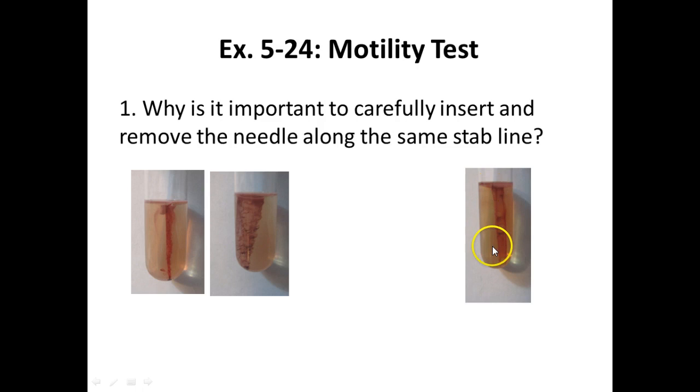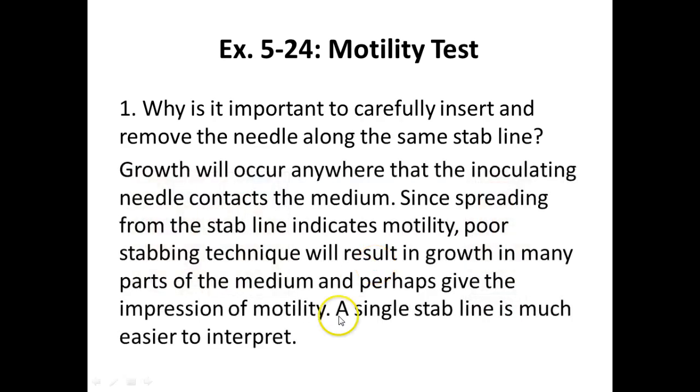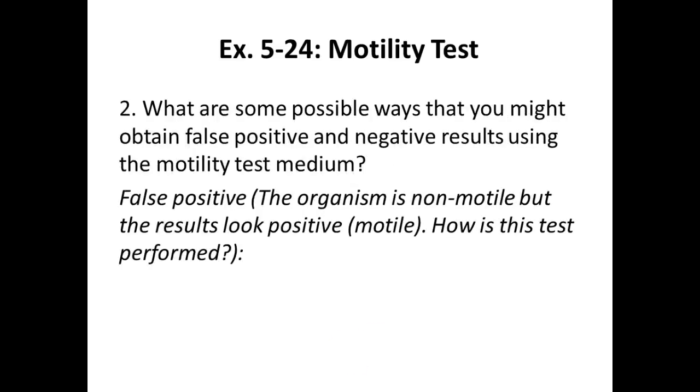Same thing here. Notice they stabbed it twice. They didn't realize they already stabbed it. One stab here, one stab here. This organism didn't move. Growth will occur anywhere that you inoculate, and spreading from the stab line indicates motility. If you do a poor stab and you don't notice that, you may think that it's positive for motility. So a single stab is much easier to interpret, but not necessarily the easiest thing to do.